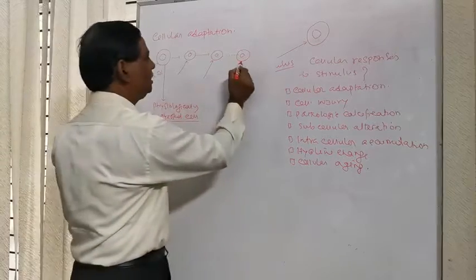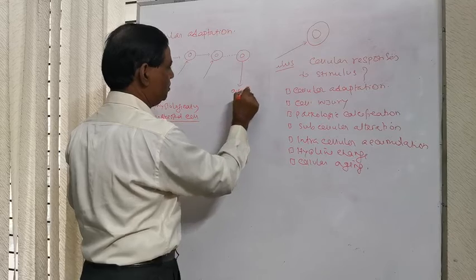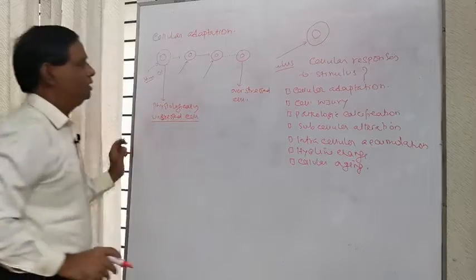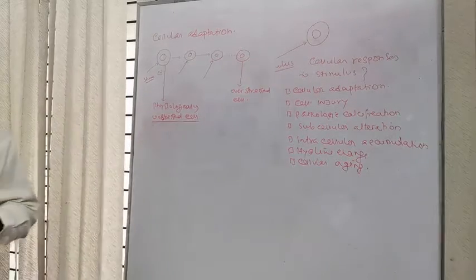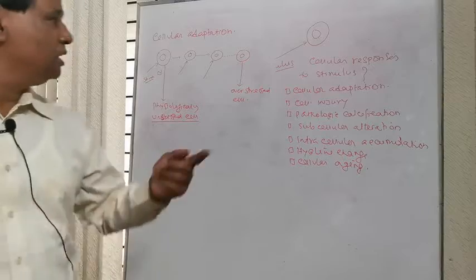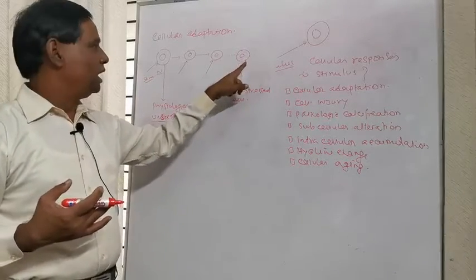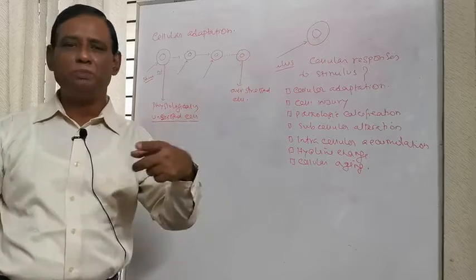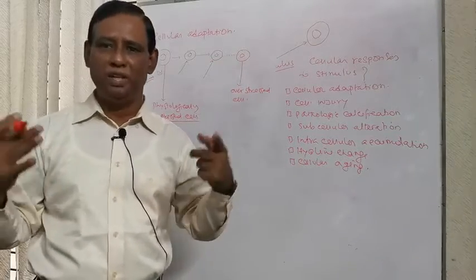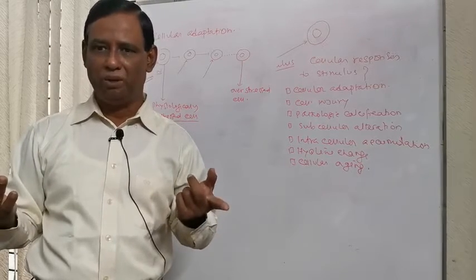And this is the overstressed cell. When the cell is exposed to stressful condition, the cell fails to perform the normal activities. আর একটা সেল যখন তার নর্মাল অ্যাক্টিভিটিস পারফর্ম করতে ফেল করবে, this is due to pathology of the cell, this is due to sufferings of the cell, and this is nothing but the pathology.